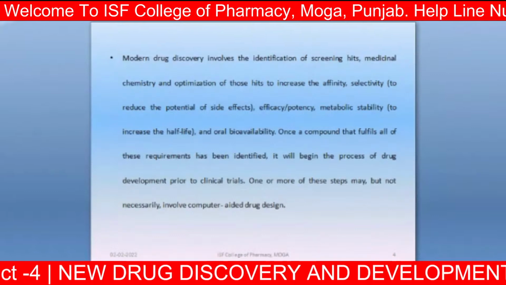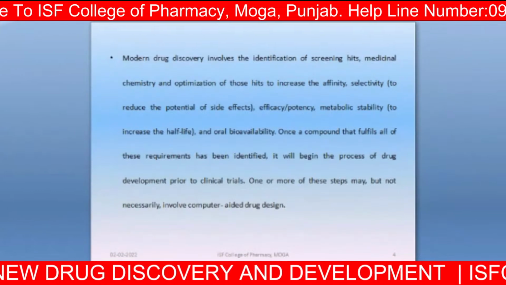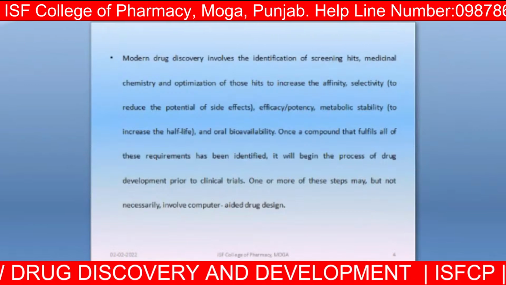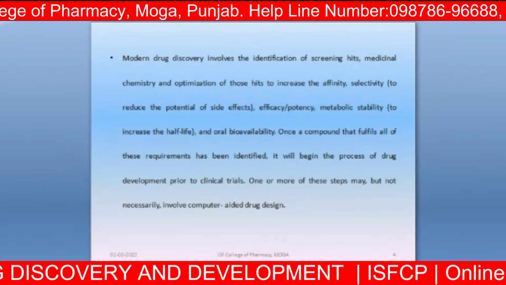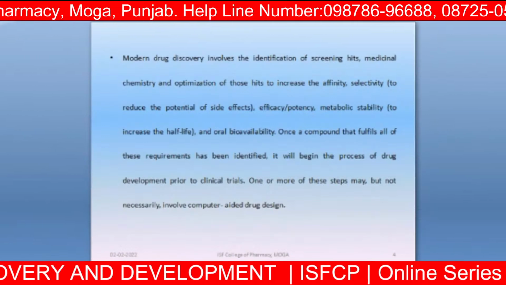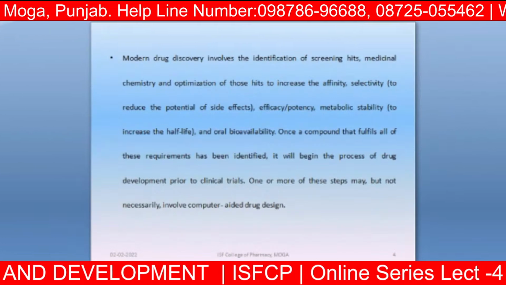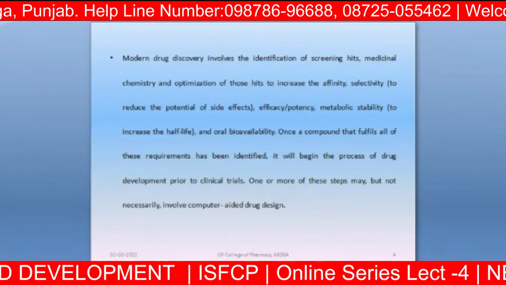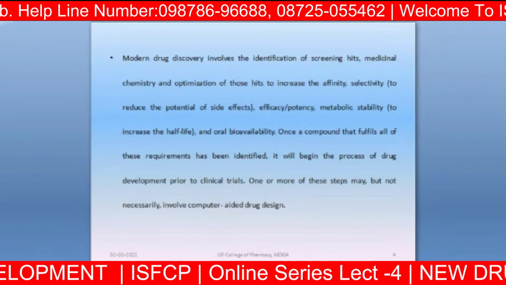Next is the medicinal chemistry aspects and optimization of those hits to increase the affinity. For example, if we take cetirizine, as we all know, cetirizine was frequently used, but due to its property of sedation, that was a bad effect when we administered or took the cetirizine.